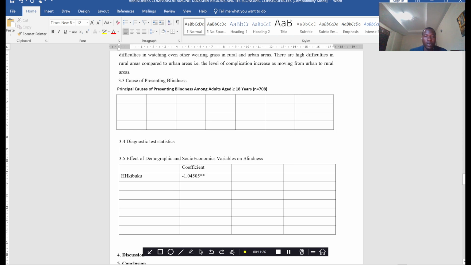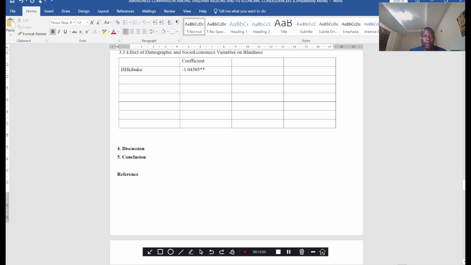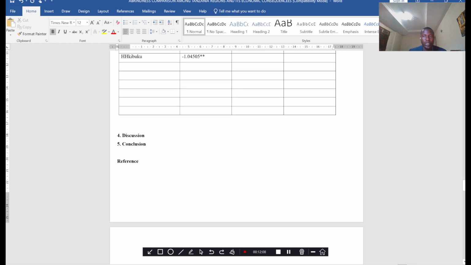We're also going to do some diagnostic testing based on both our dependent and independent variables, and we are going to run regression analysis, I mean the effect of demographic and socioeconomic variables on blindness. Lastly, we are going to have some discussions based on results, and finally we are going to conclude our paper and put in some references.